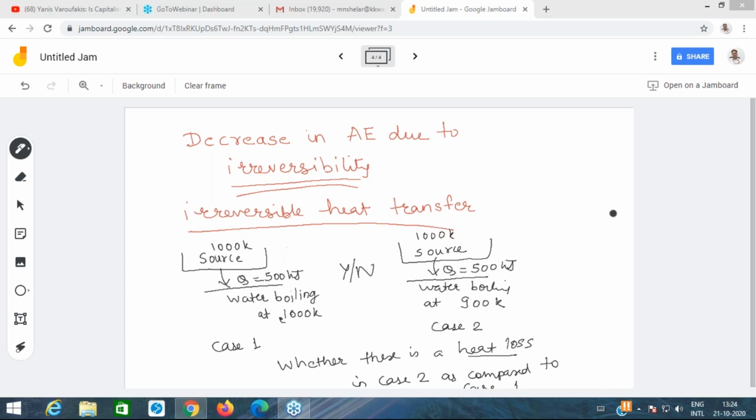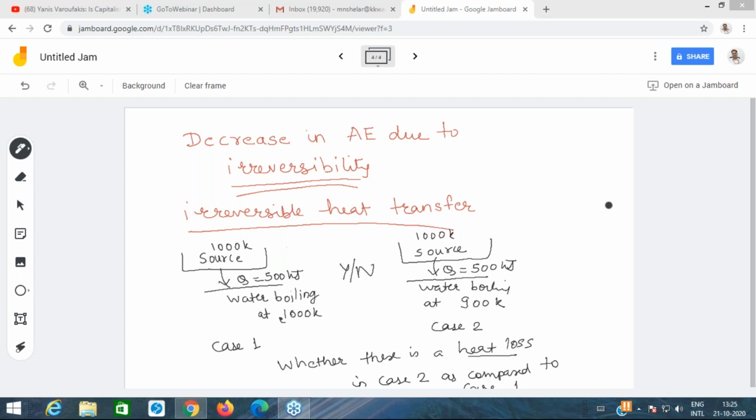The answer is no. You see that in case 1, the heat transfer is 500 kilojoules. In case 2, the heat transfer is 500 kilojoules. In both the cases, there is no heat loss. Heat loss is 0 in case 1. Heat loss is 0 in case 2. Are you getting the point?